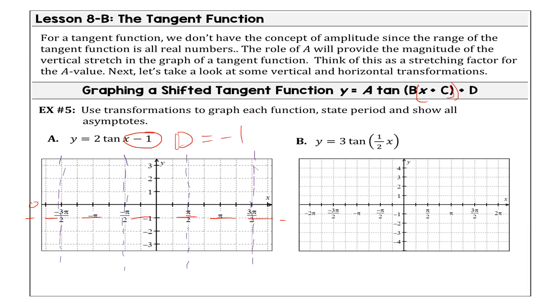Now we still have our key points. Remember, it's asymptote, then our low, then our intercept, then our high, then our asymptote. Still keeping that in mind, at negative 1 we go to our low. Our low is now 2 units down from our midline, and our high is now 2 units up from our midline. And our midline is now here.